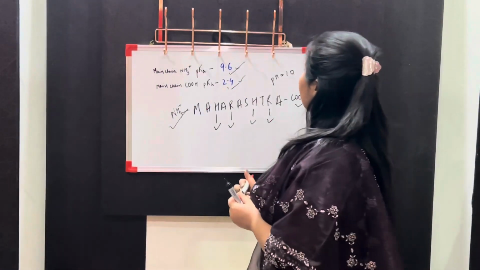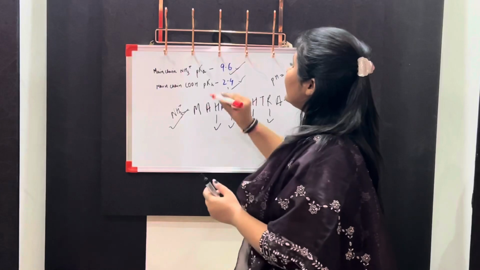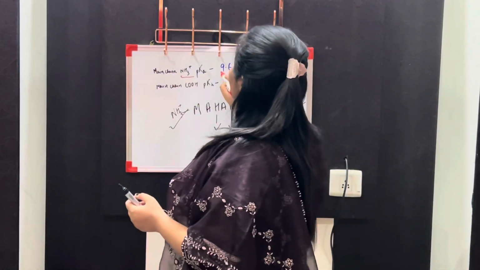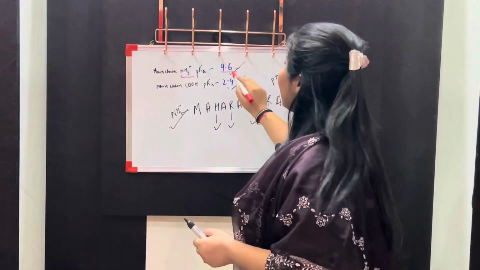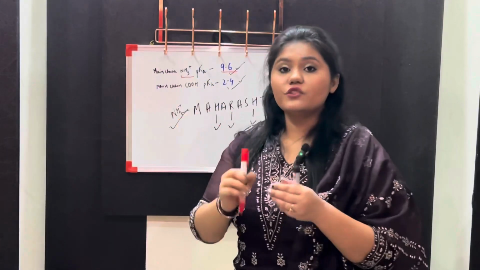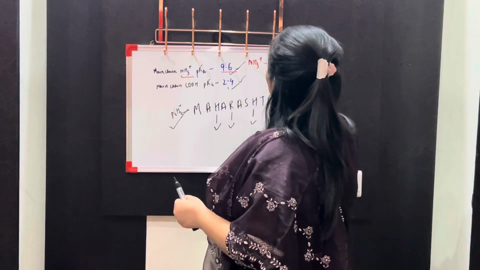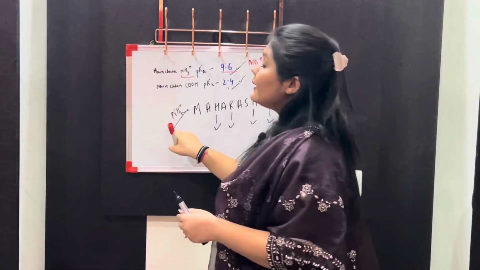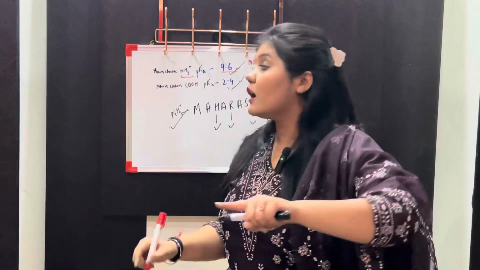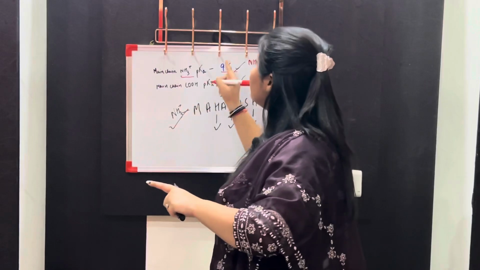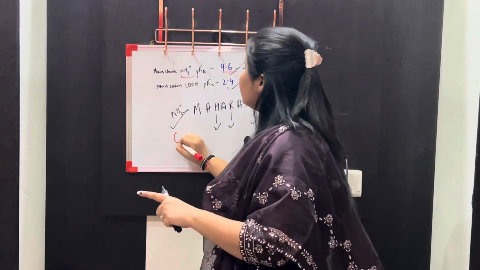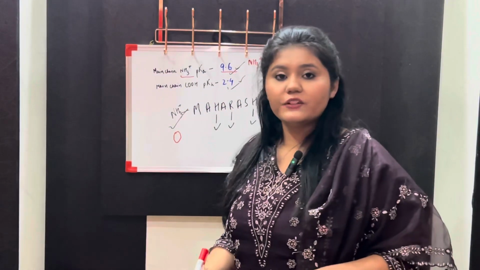So at pH 10, we can see that the pKa value of the NH3 group is 9.6. So above 9.6, this NH3 positive will become NH2. Earlier the peptide had +1 charge. Now, because of the pH 10, it will have net 0 charge on the NH3 group.